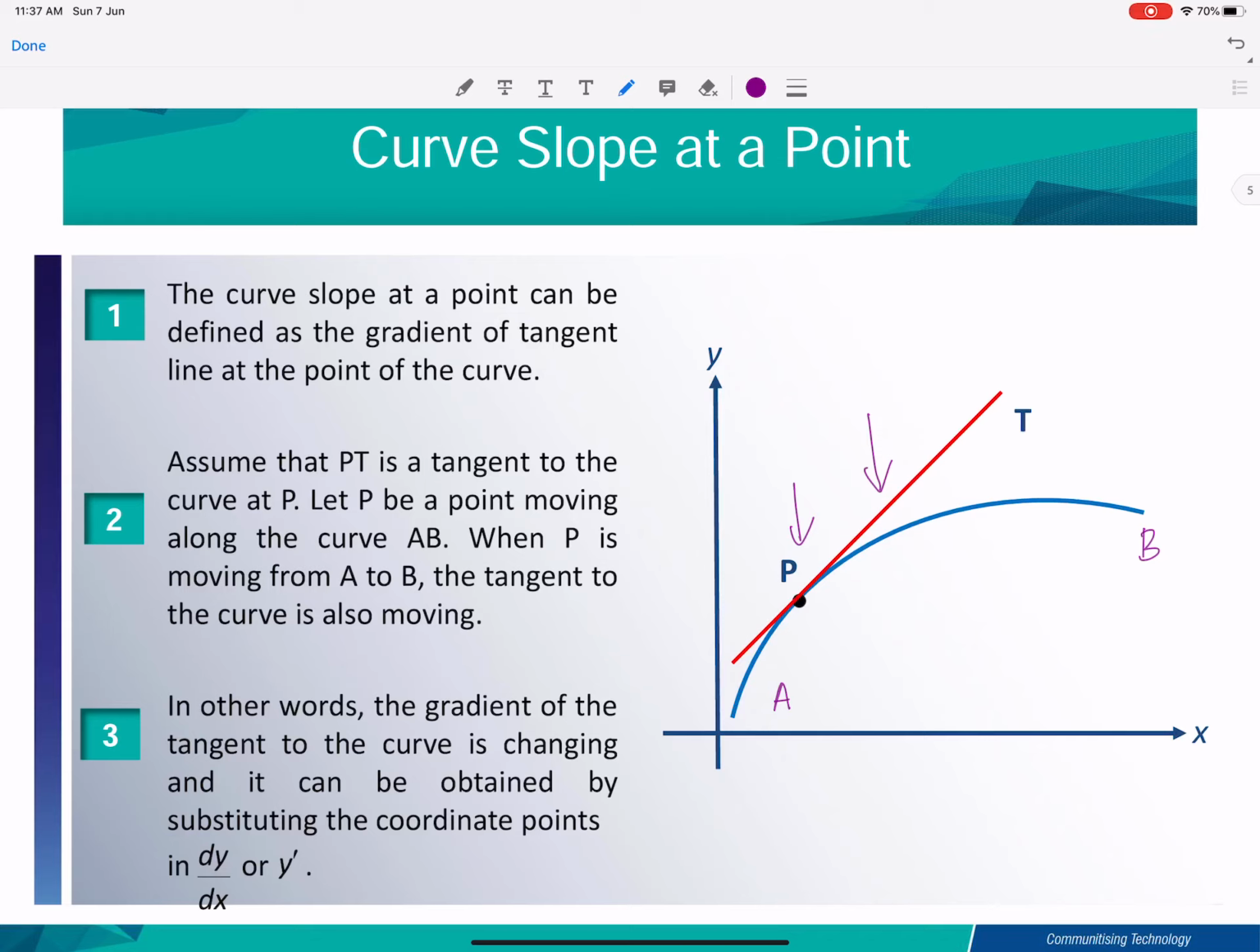Let's say now our point P is here. Then you will have your tangent line like this. So when P is moving, the tangent is also moving. In other words, the gradient or the slope of the tangent to the curve is changing, and this gradient can be found by dy/dx.